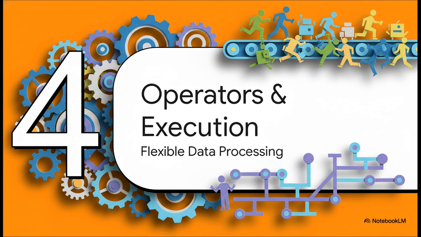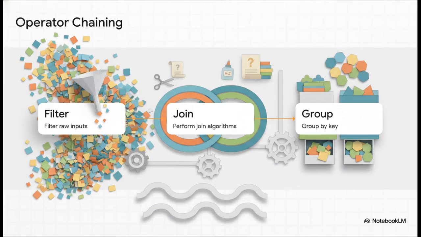Moving along to Section 4, operators and parallel execution. Rather than forcing every single step into a really rigid map and reduce cycle, data flow engines rely on a much more flexible workforce using generalized functions called operators. You can chain these together literally however you want. You can filter, then join, then group by key.